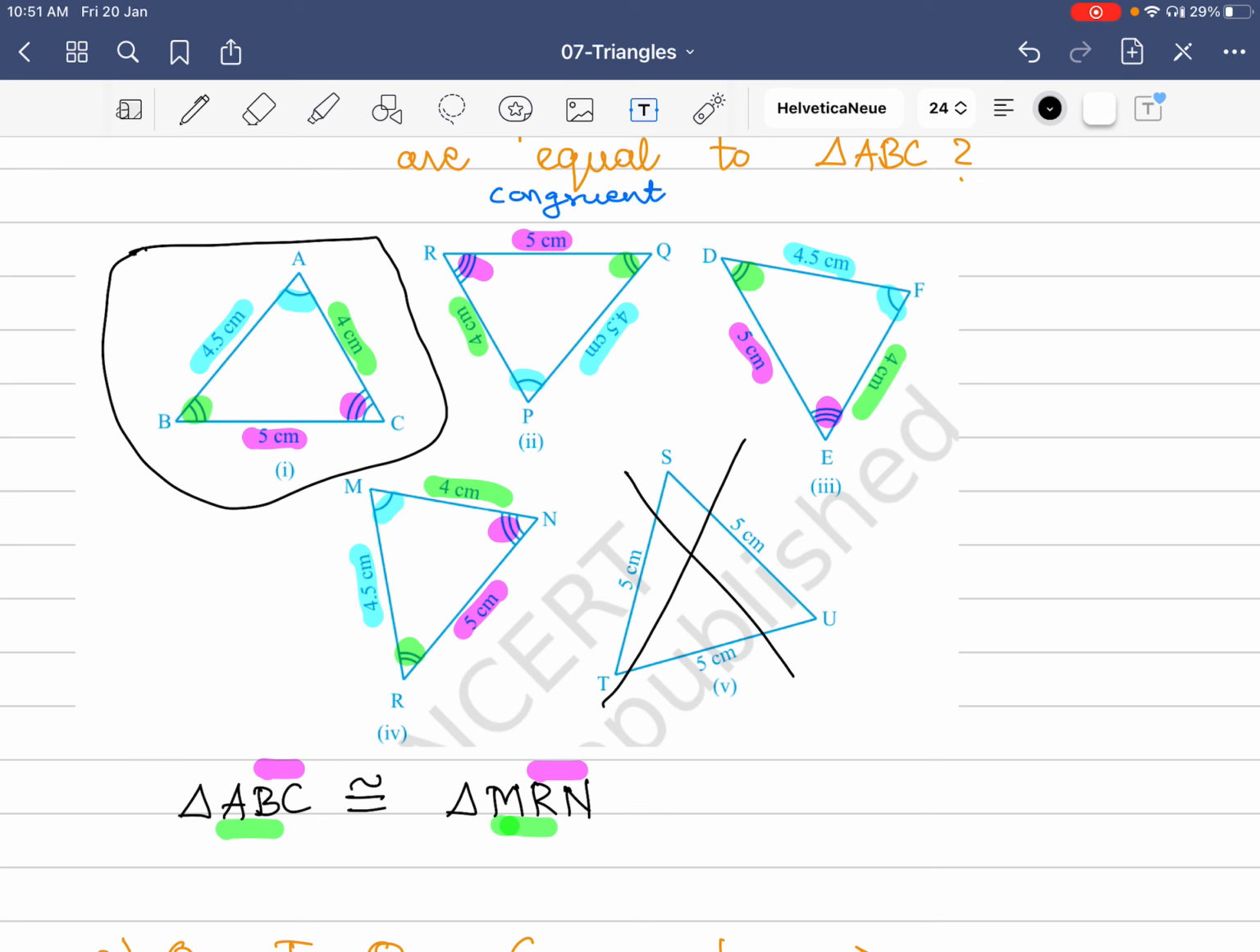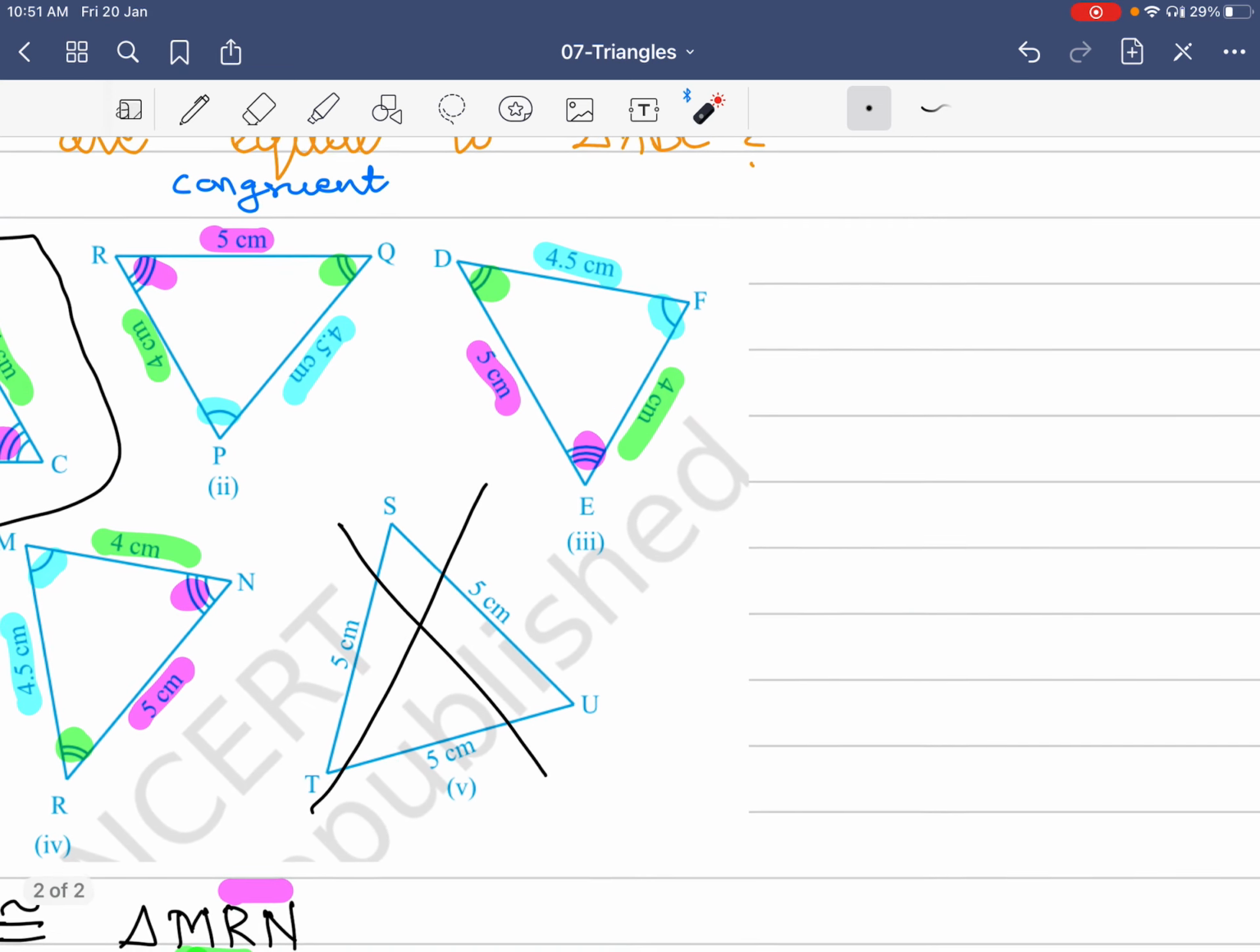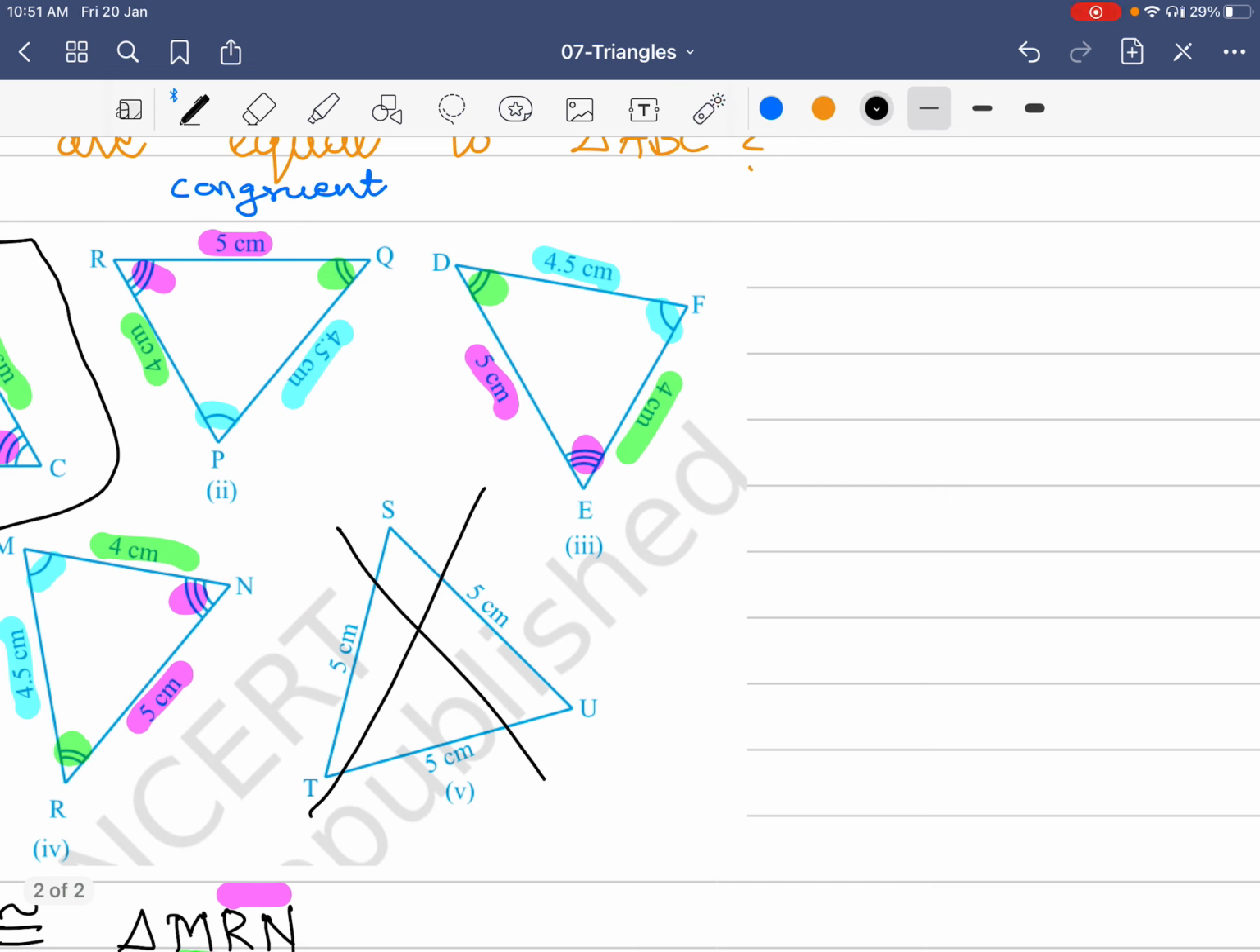As an exercise, let us denote the congruency of these two triangles, PQR and DEF. So again, it's very simple. You have to just focus on the angles. So I'm going to say triangle PQR here. Now look at angle P. Angle P is congruent to angle F. Okay, so I'll just make a mark like this. So P is congruent to F.